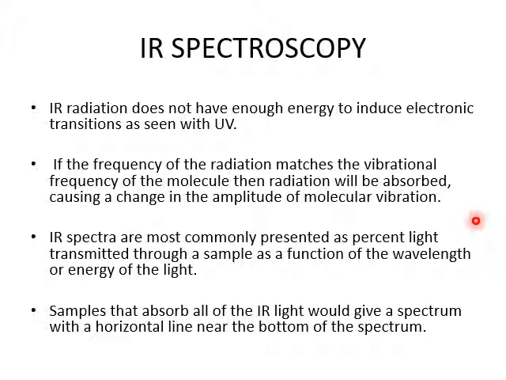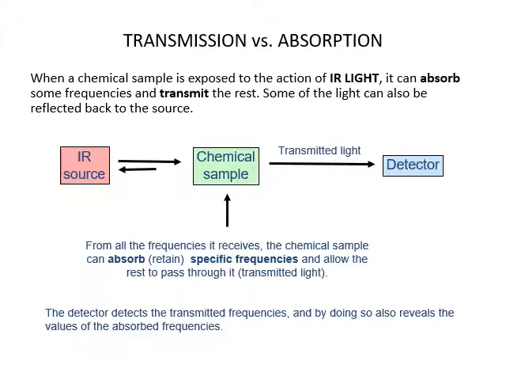IR radiation does not have enough energy to induce electronic transitions as seen with UV. If the frequency of the radiation matches the vibrational frequency of the molecule, then the radiation will be absorbed, causing a change in the amplitude of molecular vibration. IR spectra are most commonly presented as percent light transmitted through a sample as a function of the wavelength or energy of the light. Samples that absorb all of the IR light would give a spectrum with a horizontal line near the bottom of the spectrum.